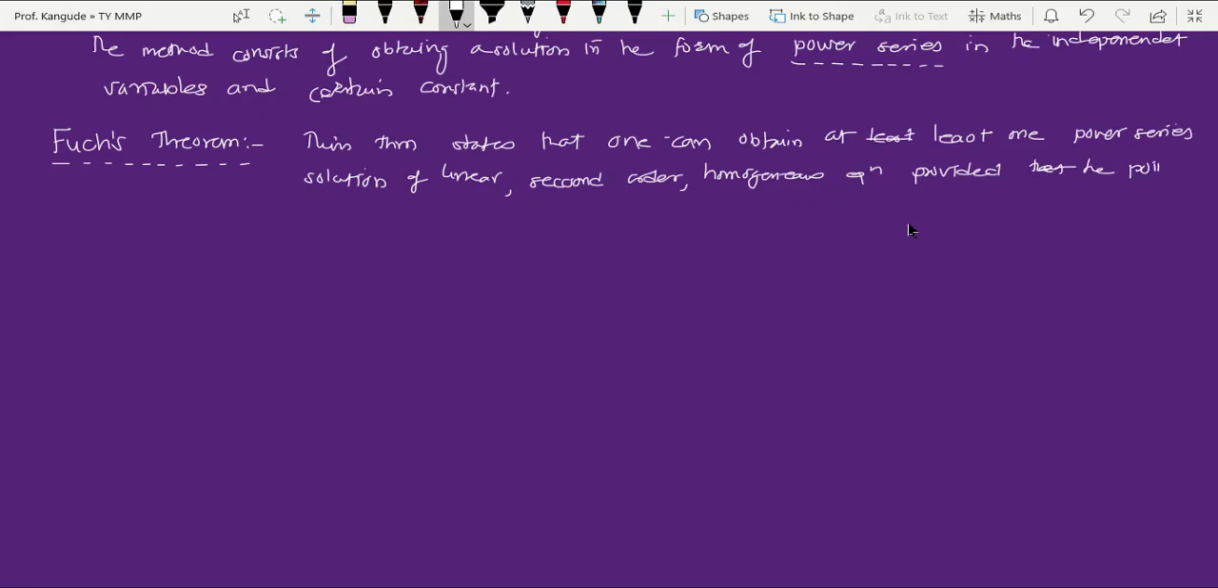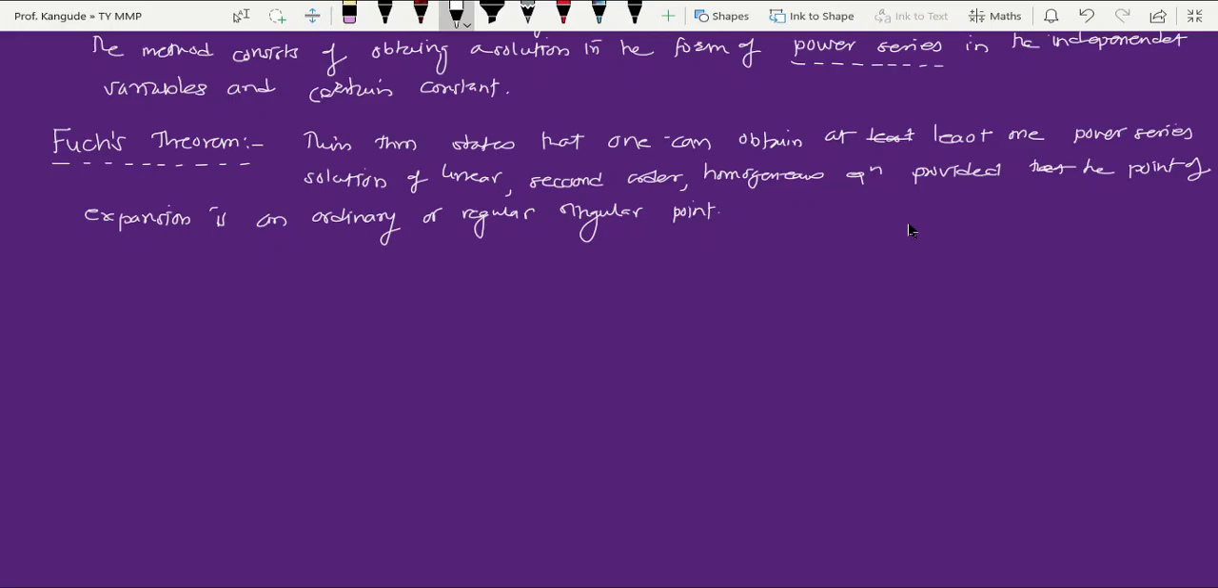the point of expansion, the point at which we are going to find this series solution, that is called the point of expansion, is an ordinary or regular singular point. In yesterday's discussion we have seen all these things. What do you mean by ordinary point, what do you mean by regular singular point, and all that.